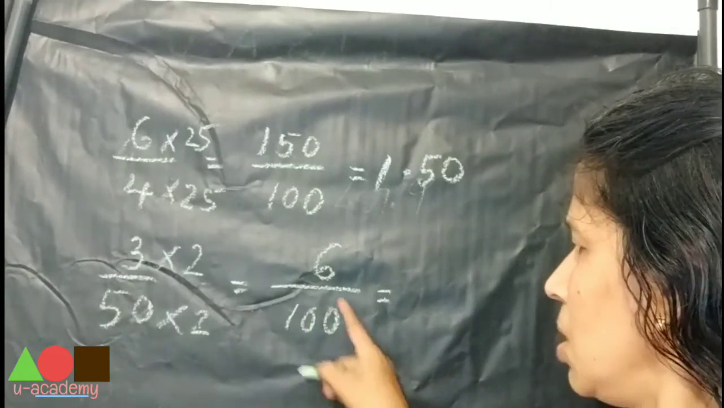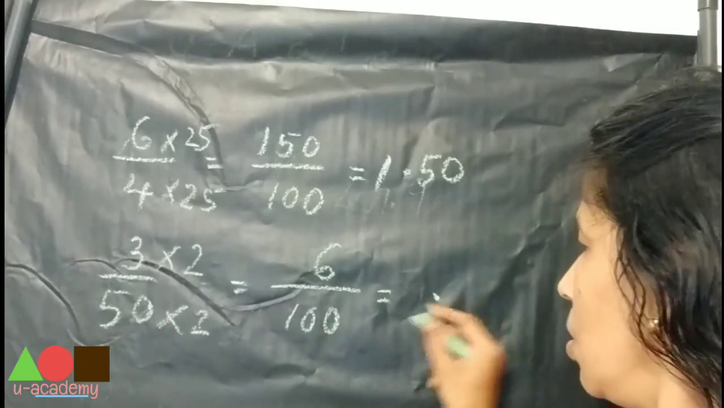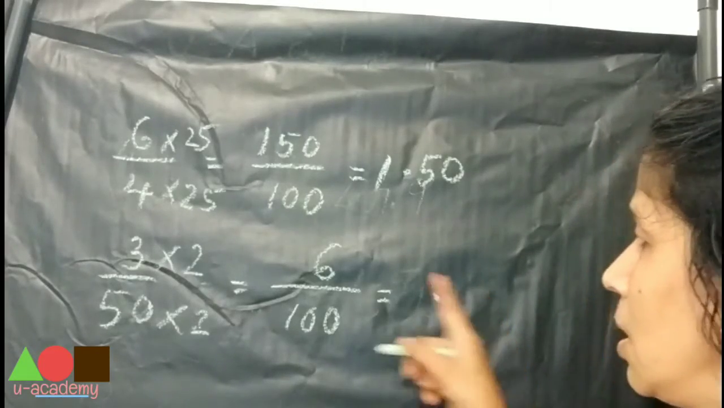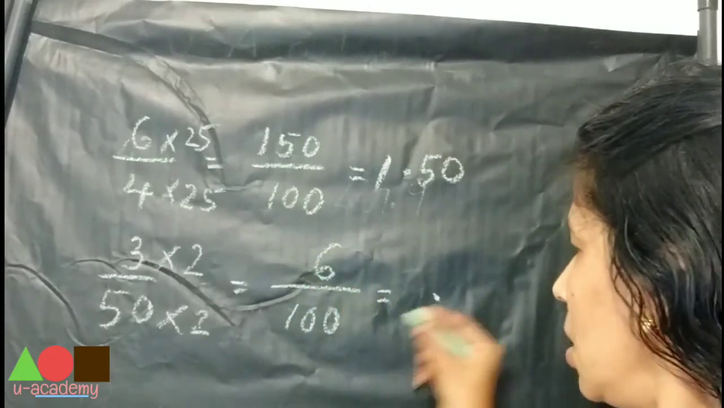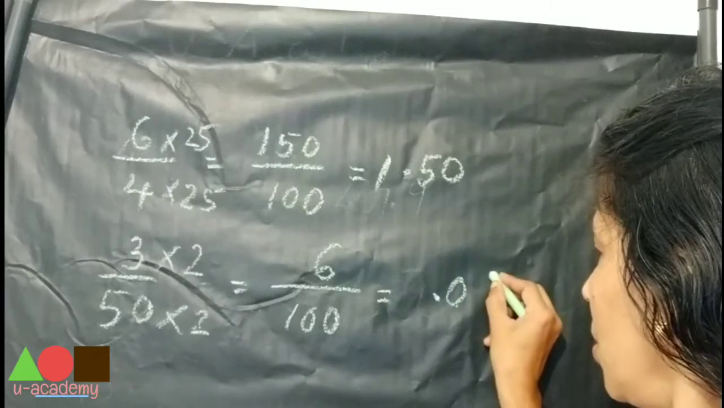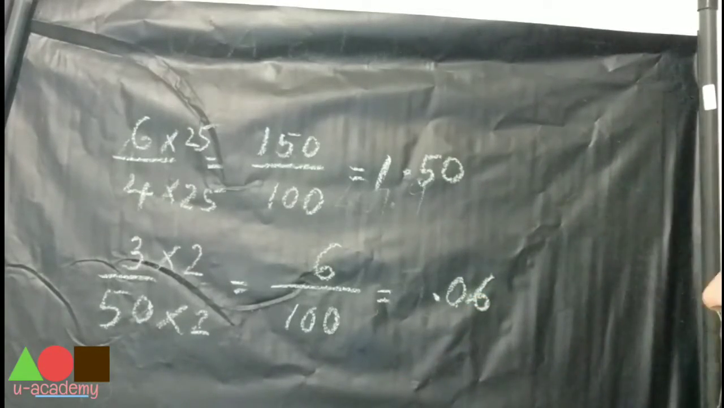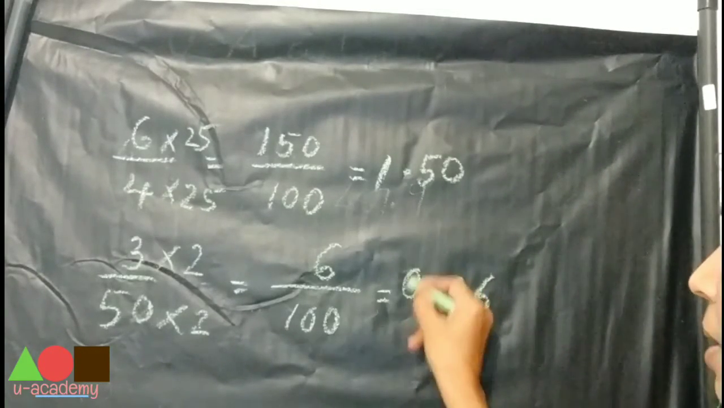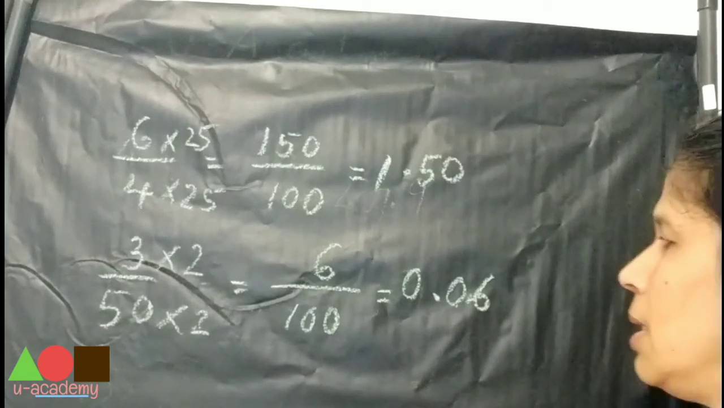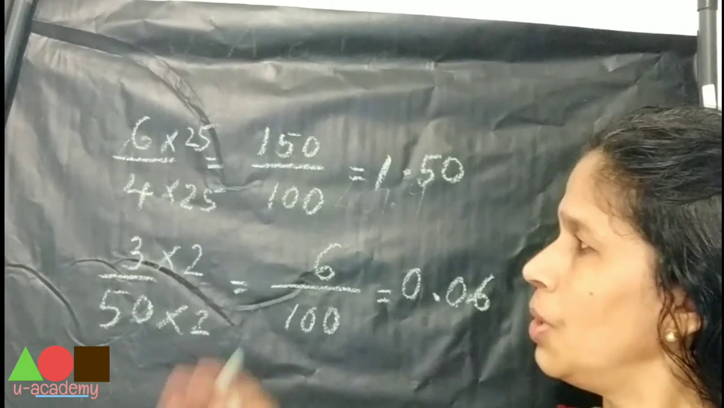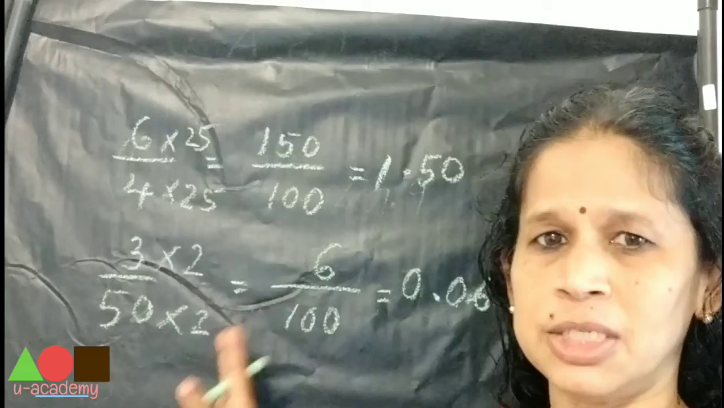As there are 2 zeros here, we want 2 fractional digits. But here there is only 1 digit. So we adjust that: we put a 0 and then write 6. There is no whole number part, so we write 0 here. I hope you understand this much.